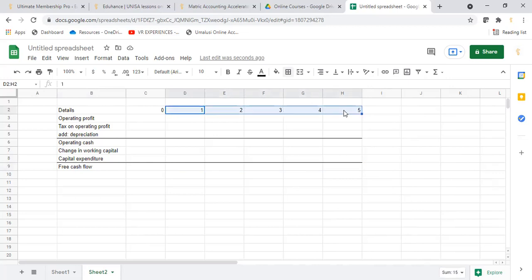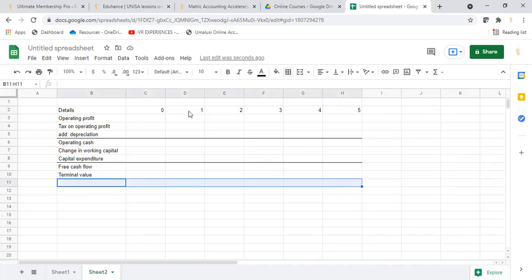But remember, you're not only having a company for 5 years. We expect to have a company forever and ever. And that is why we bring in something known as the terminal value. Another term for the terminal value is the continuing value. Okay, so just take note of that. So this is going to give us our operating cash flow, whatever you want to call it, free cash flow.